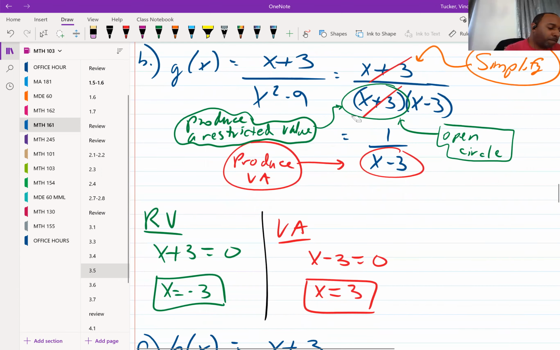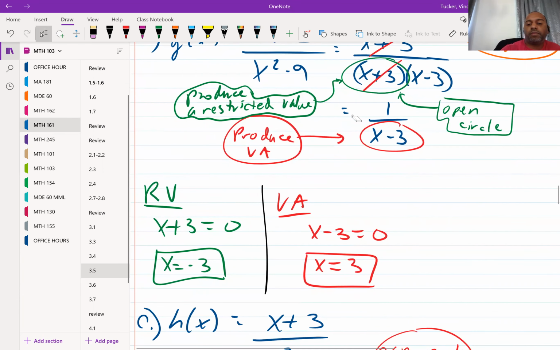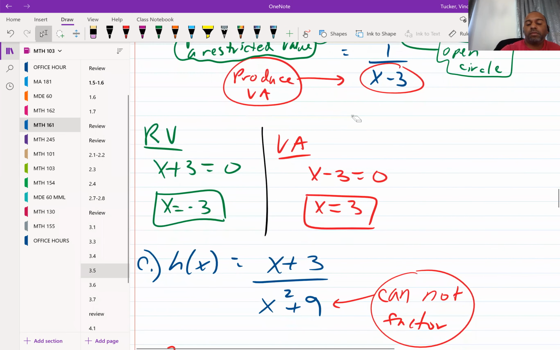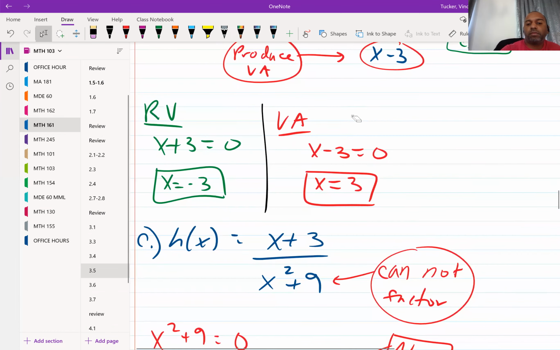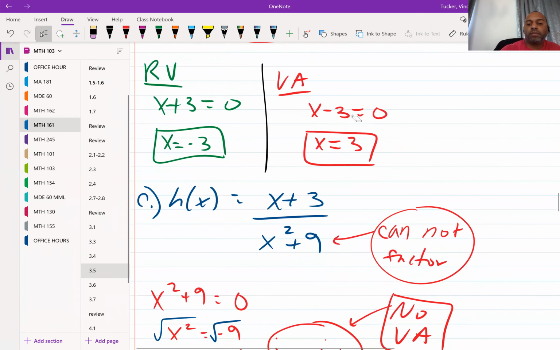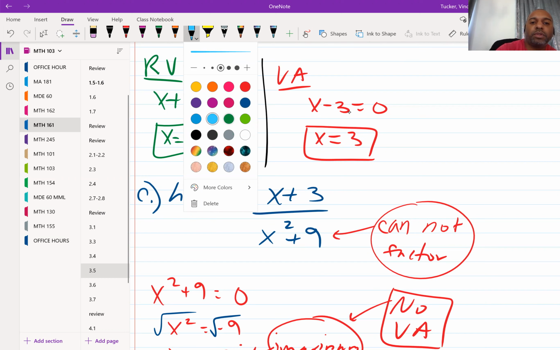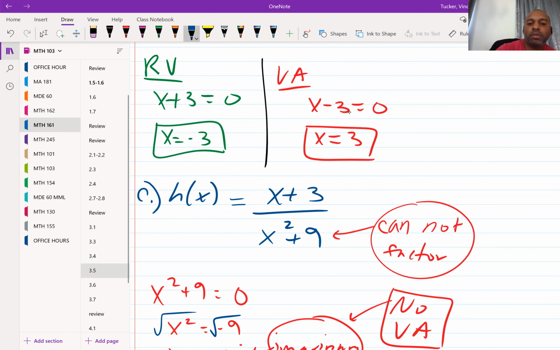All right, gonna scroll up. All right, the next one, we have h of x is equal to x plus 3 over x squared plus 9. So do the same thing. Want to look at your denominator, see what you can do with it.